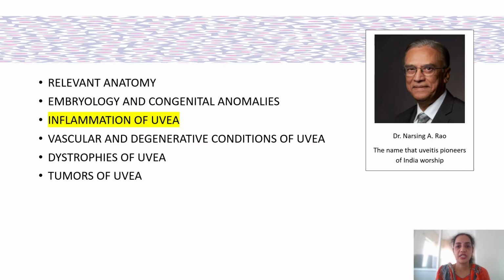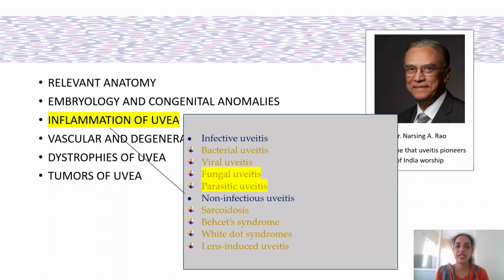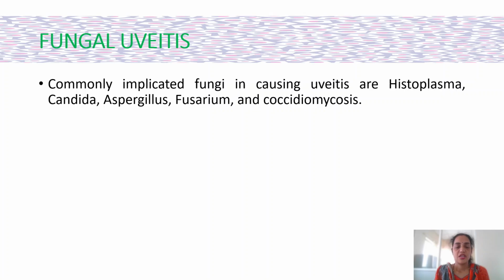Today we'll be continuing our journey in infectious uveitis. We'll be continuing with fungal and parasitic uveitis. So what are the common fungi that are implicated in uveitis? Histoplasma, Candida, Aspergillus, Fusarium and Coccidiomycosis.